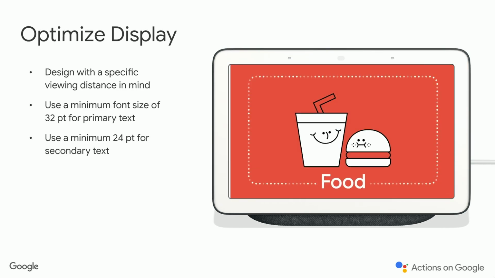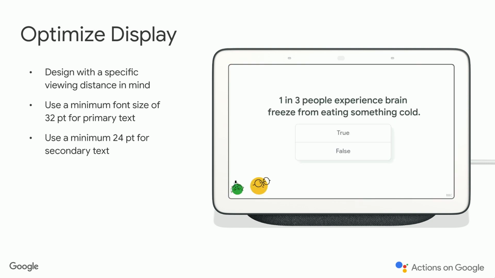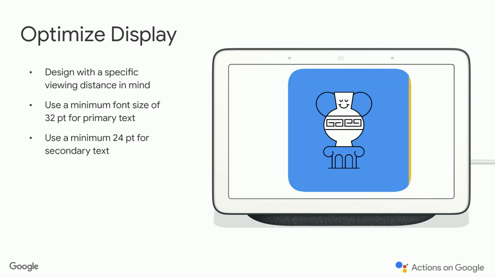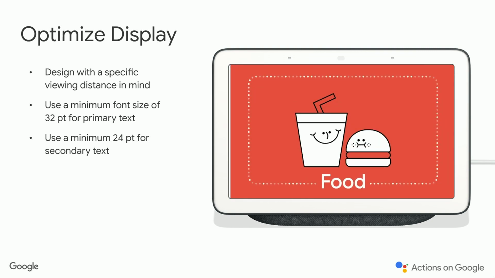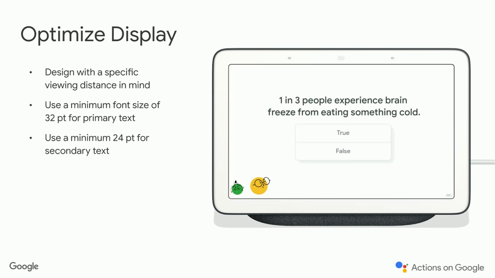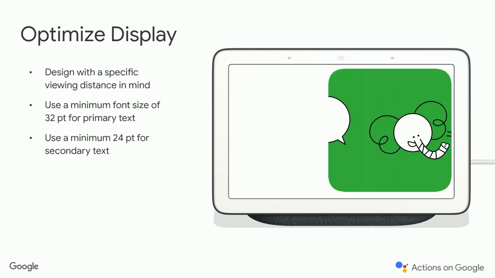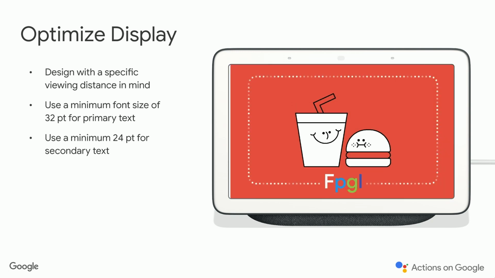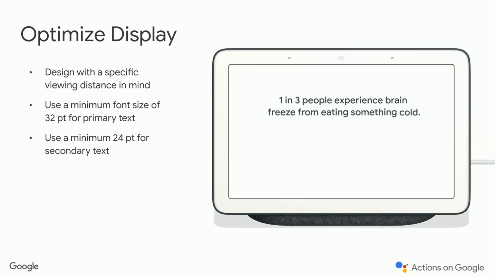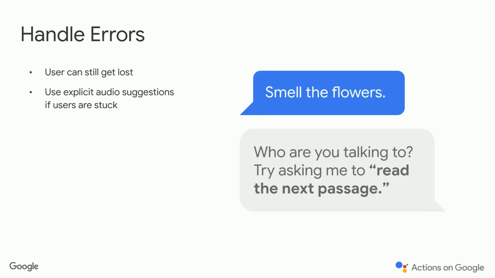Optimize the display. For smart displays, we have two sizes right now, 7 inches and 10 inches. This type of device usually sits in a living room or kitchen. People might not be looking at it like a cell phone right in front of you. So we recommend as a primary text size 32 for the title. Secondary text size should be 24 for any description on the smart display.